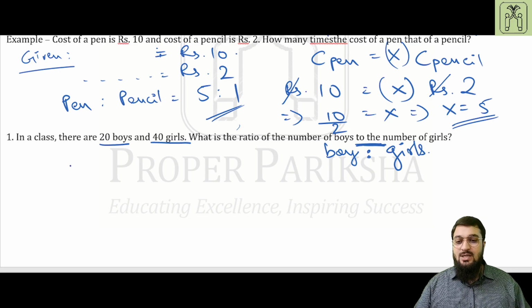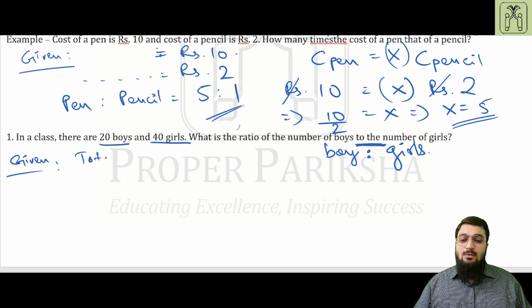I hope you understand. Okay, I'll let you know from the starting. We will write given: total number of boys is equal to 20. Then we will write total number of girls is equal to 40.